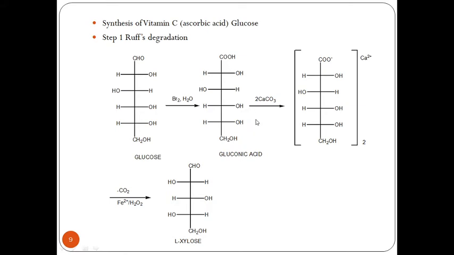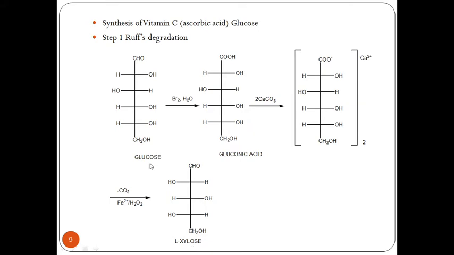This gluconic acid reacts with calcium carbonate to give a salt of calcium. This happens because COOH can be replaced by COO minus Ca2 plus. Then this intermediate loses one carbon dioxide in the presence of iron, that is Fe2 plus, and hydrogen peroxide, so that we get xylose, which is an aldehydic component.